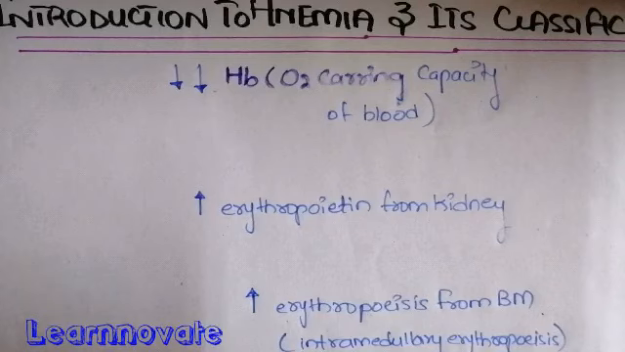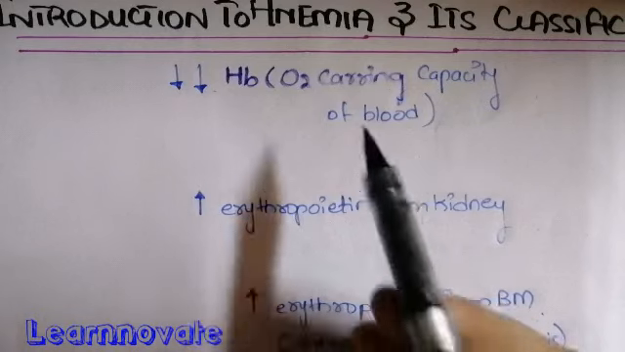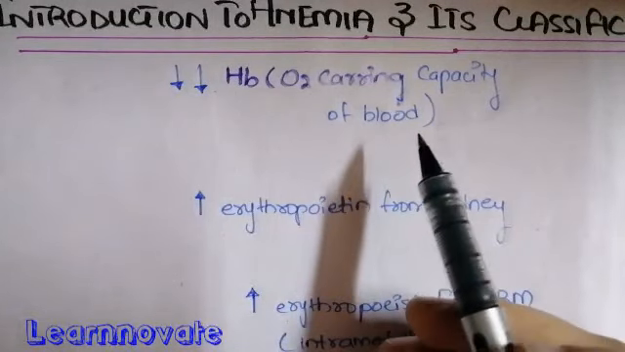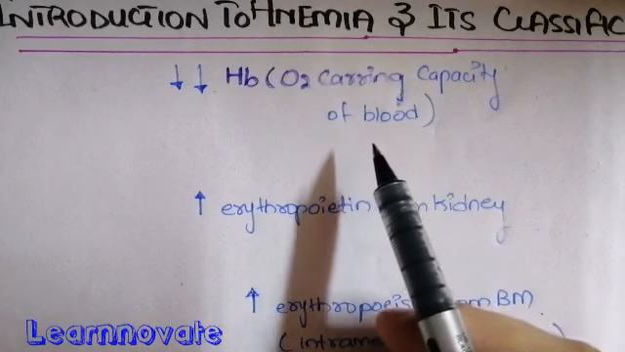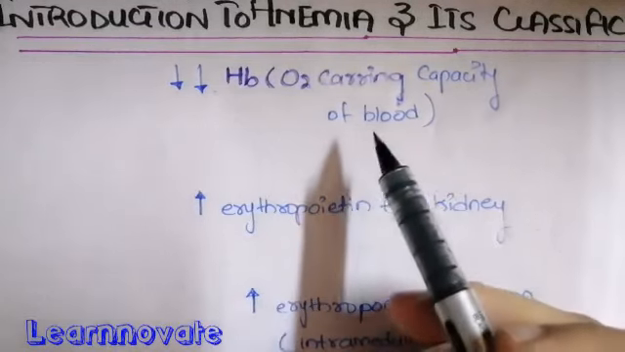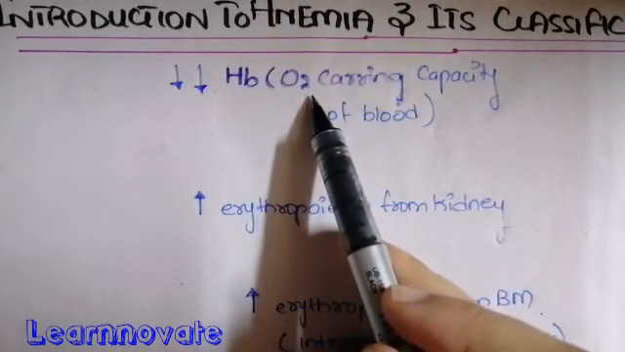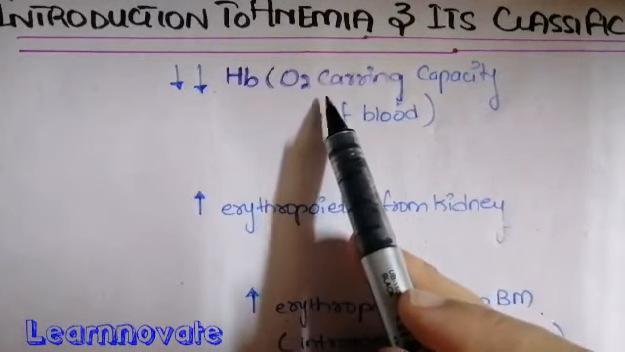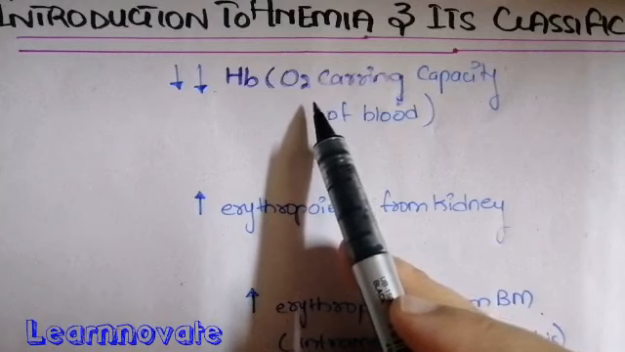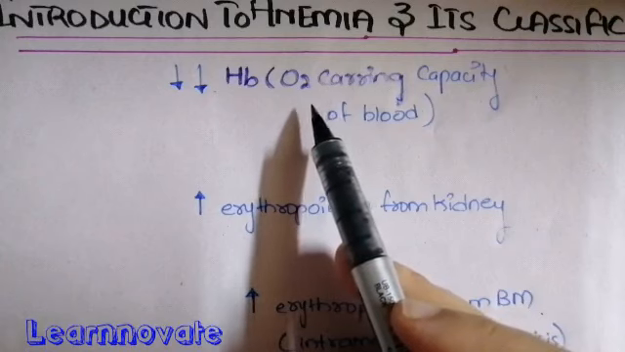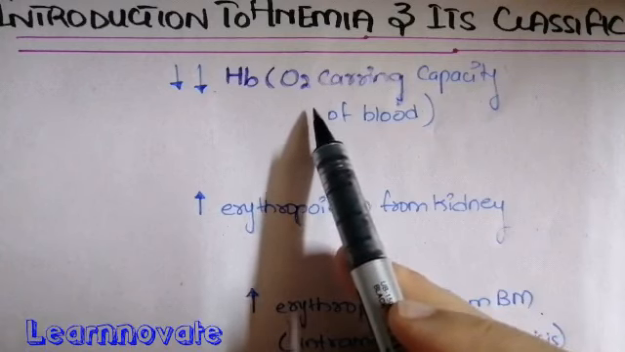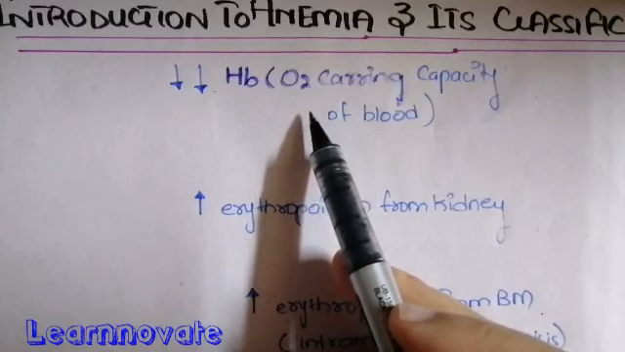Here I have written that anemia is defined as decreased hemoglobin, or a decreased oxygen carrying capacity of blood. Simply, when there is a decrease in the RBC number or a decrease in the hemoglobin concentration, this ultimately decreases the oxygen carrying capacity of the blood. And when there is less oxygen, there is hypoxia, there is injury to the RBC, and this causes anemia. That is a decrease in the hemoglobin concentration and a decrease in the iron concentration as well.